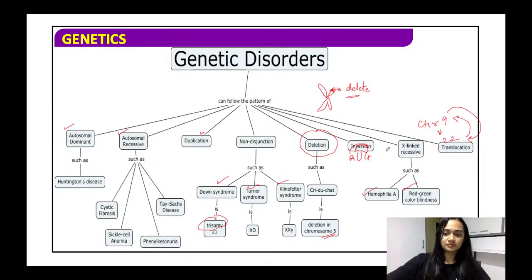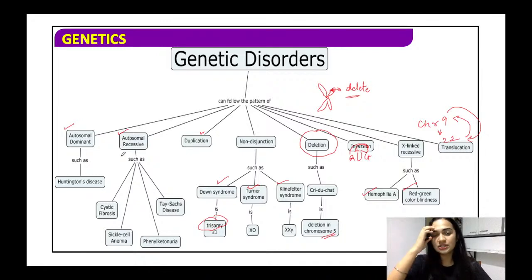All right? Fine. So we are going to discuss Down syndrome. We have already discussed a part of Down syndrome, so I'll just tell you what it is. And we'll discuss Turner syndrome, Klinefelter syndrome, along with hemophilia and color blindness. And there is a lecture where I have discussed autosomal dominant and recessive genes.